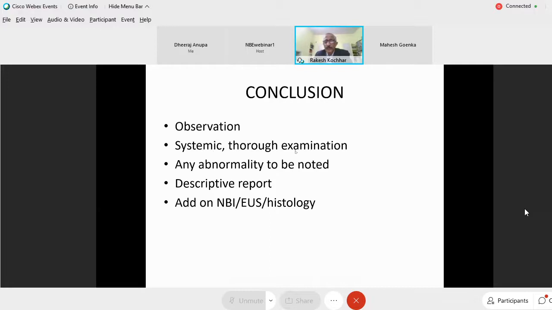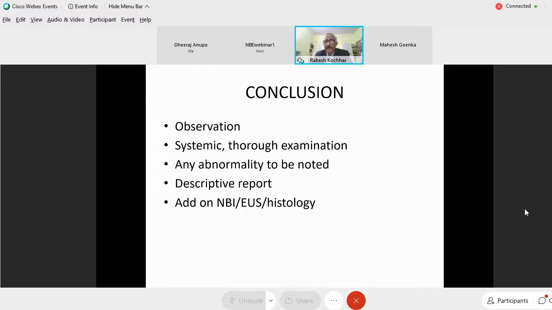So you must do a systematic and thorough examination. Any abnormality should be noted and described as such. So the report should be descriptive. It should not be just an ulcer seen, a vascular lesion seen. You have to describe the site and the dimensions. And if you have an ulcer, for example, I told you, you must describe distensibility, peristaltic activity, associated lesions. There may be more than one lesion. So a complete examination till D2, D3 should be done.